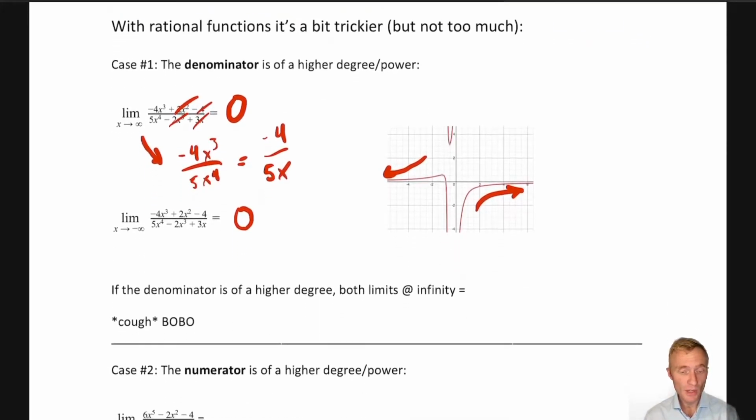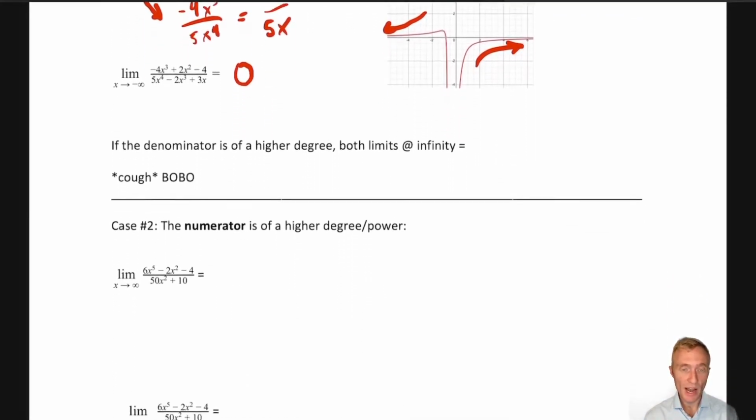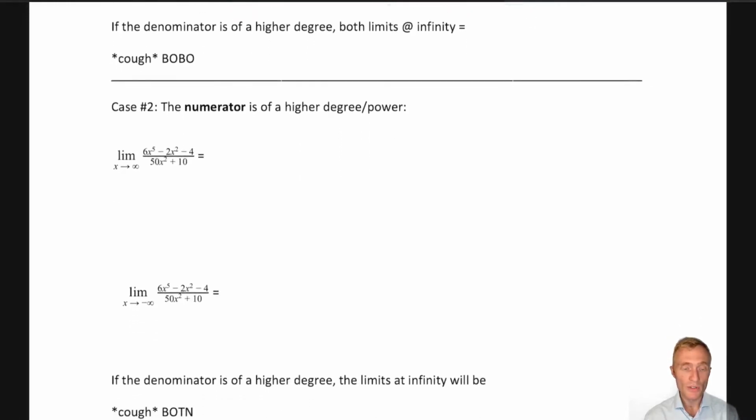Case number 2, the numerator is of a higher degree or power. So let's say we had 6x to the fifth minus 2x squared minus 4. Same thing, cross off what doesn't matter. We have 6x to the fifth on top, 50x squared on bottom. This is going to be 6x to the third over 50. You start to see these really quickly.